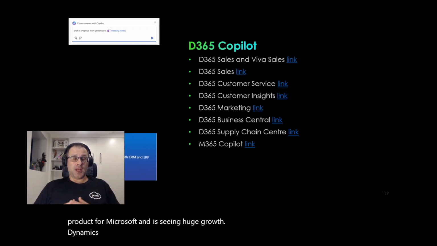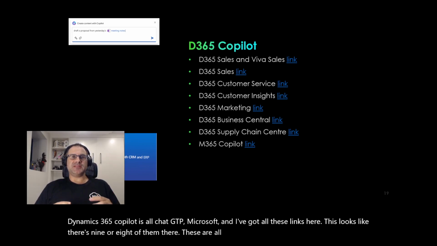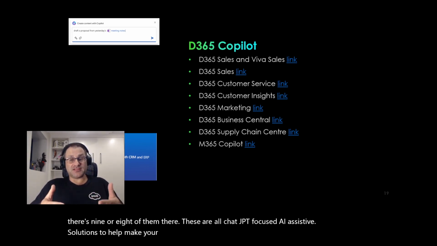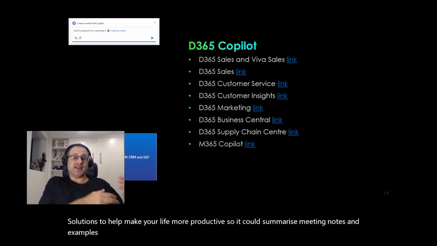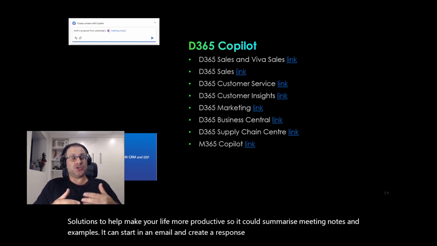Dynamics 365 Copilot is all ChatGPT. Microsoft, and I've got all these links here. Looks like there's 8 or 9 of them there. These are all ChatGPT focused AI assistive solutions to help make your life more productive. So it can summarize meeting notes, as an example. It can start in an email and create a response, a rich response that you can tailor as you need.